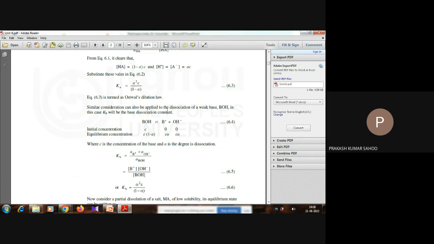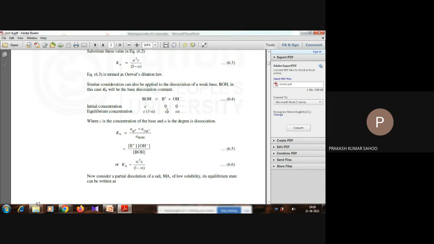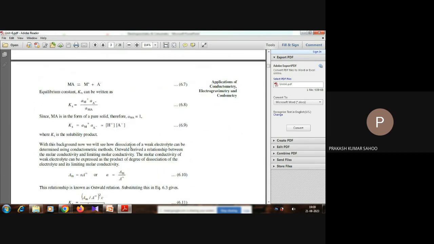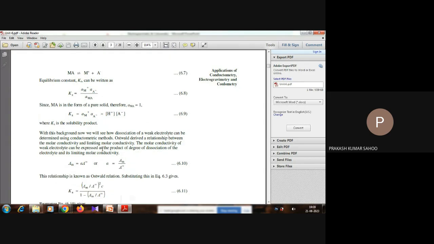Yes, this is the same for a base, BOH in equilibrium with B plus and OH minus. Like your acid, this is also the base case. It is C alpha square by 1 minus alpha. Then we have concentration replaced by activity. The same thing is written here.